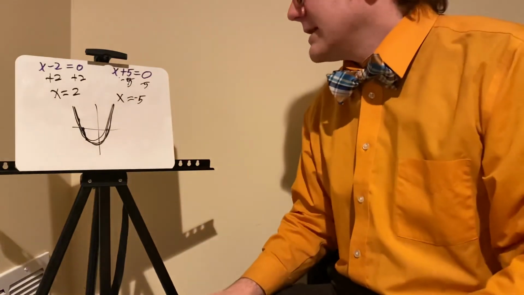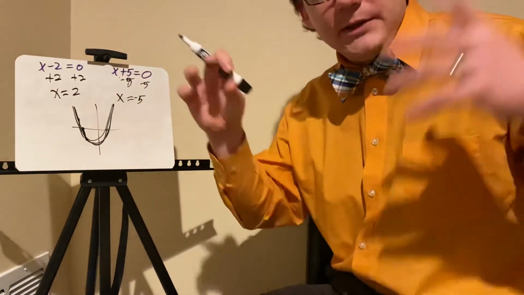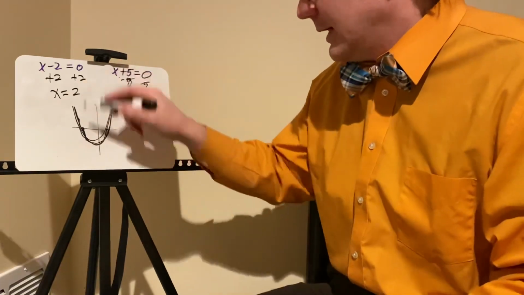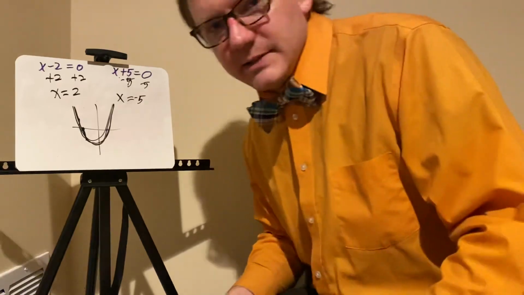Okay, so that's how you would do that. You would get all this information from a quadratic equation, you'd plot those points, and you'd just draw a curved line connecting all those points together, looking something like that. We'll do some more practice in class.